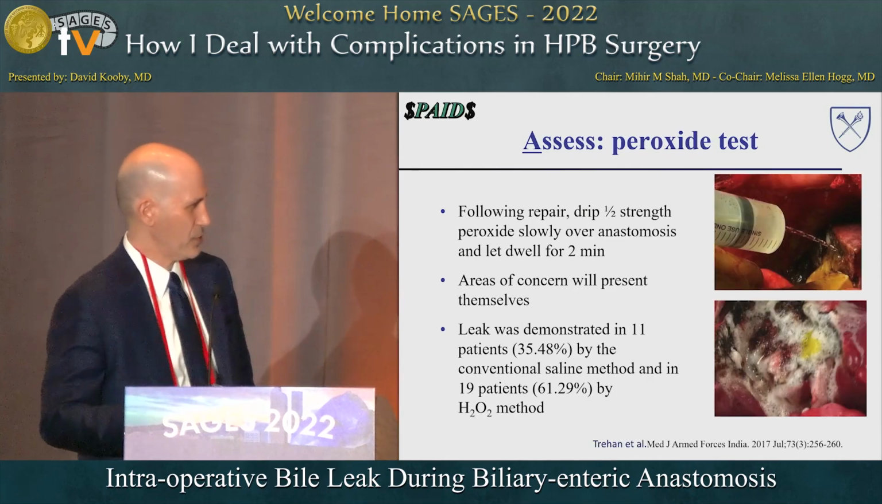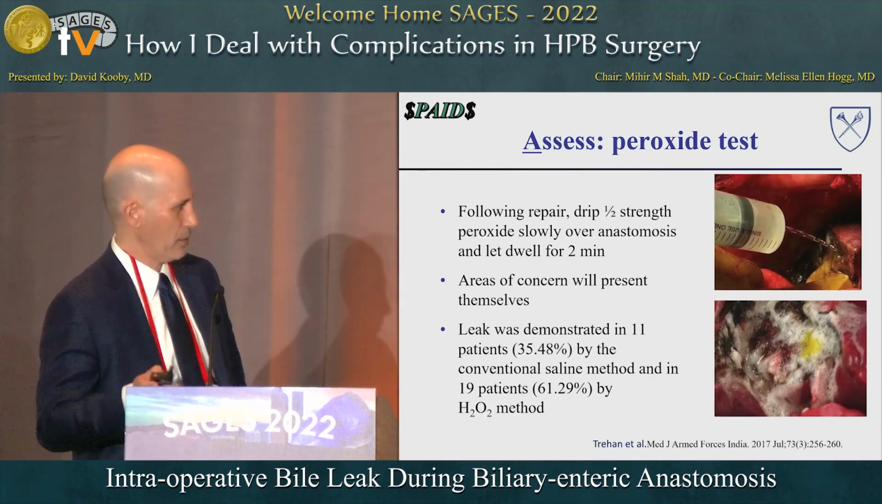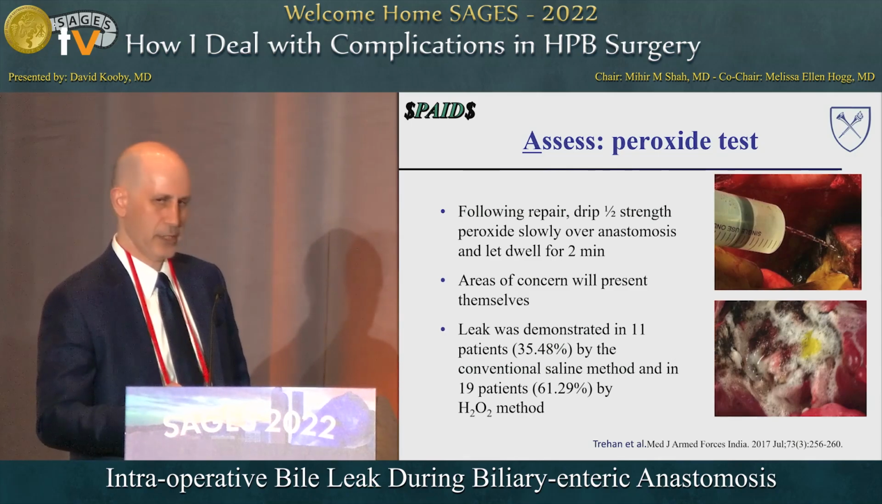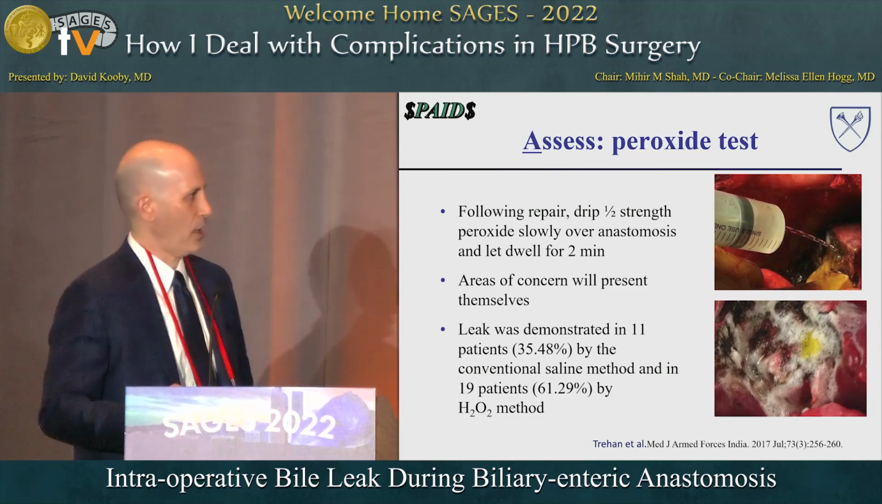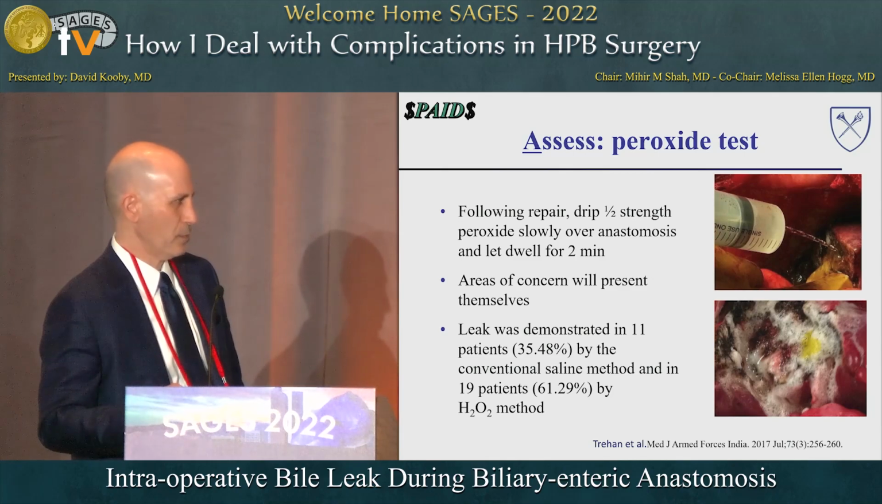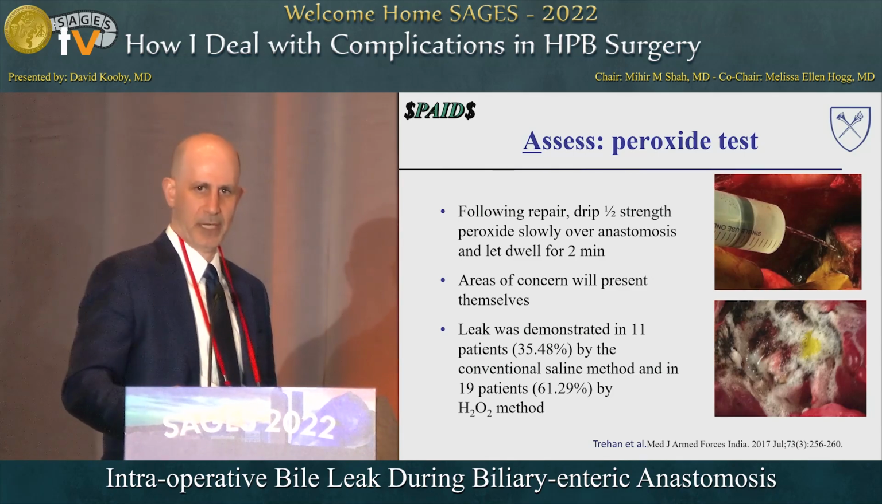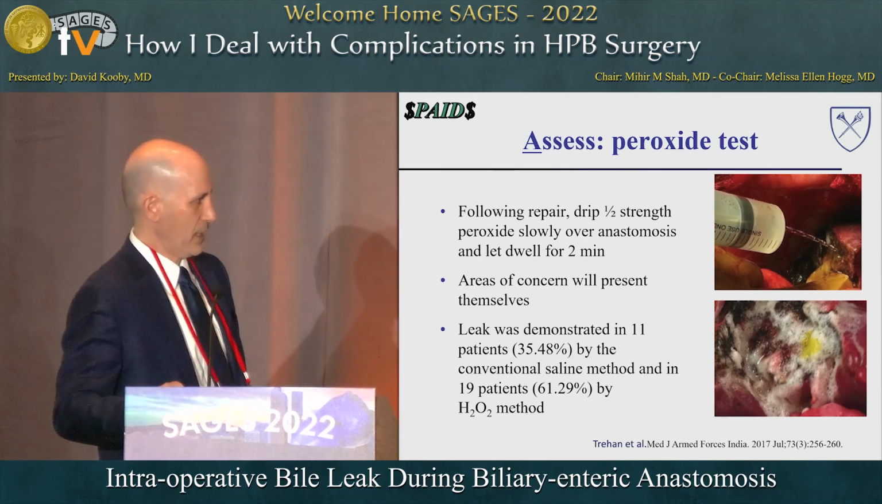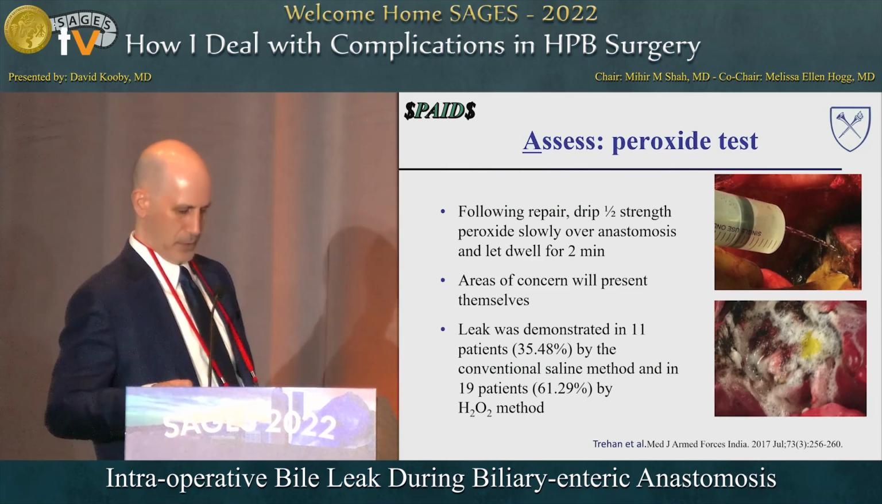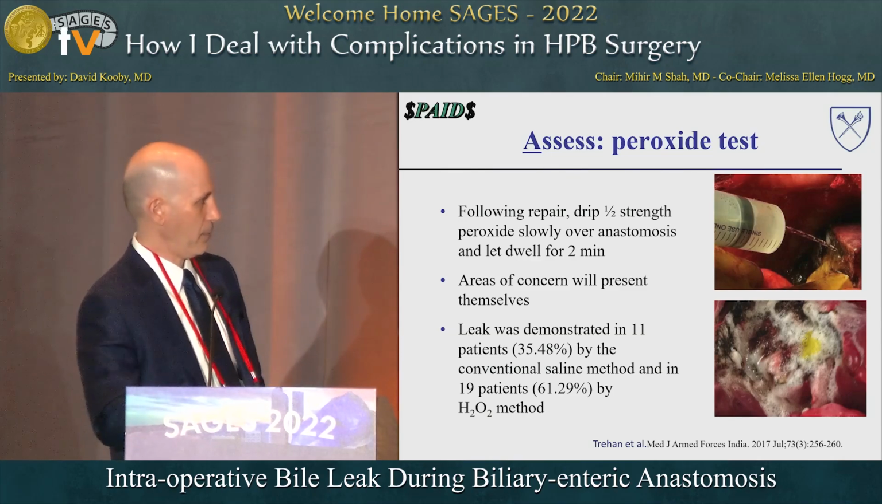Peroxide test, the pictures on the right are actually from a liver resection, more associated with Dr. Ferroni's test, but very similar thing. So following the repair, you may drip half-strength peroxide over the area of concern, in this case the biliary-enteric anastomosis, and let it dwell for about 2 minutes. Don't put too much, let it foam up and just keep an eye on it. Same thing. Give it some time, and then if you see some bile there, something may show up, just like in this picture, seeing a little spot of bile.